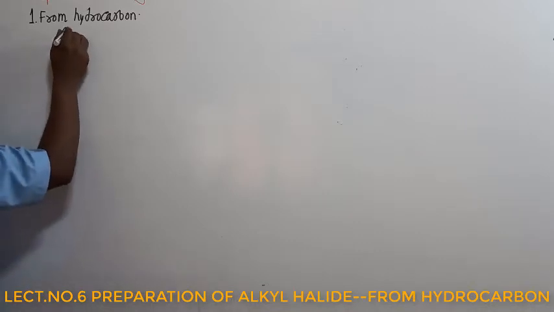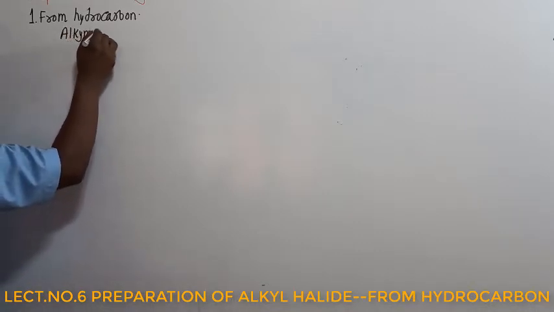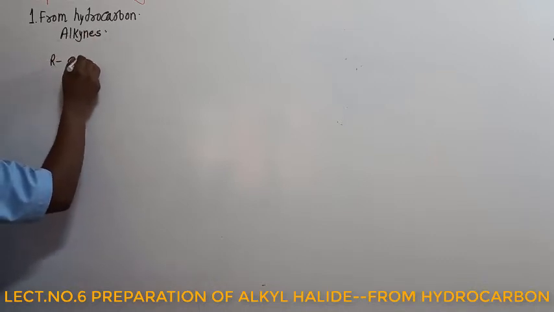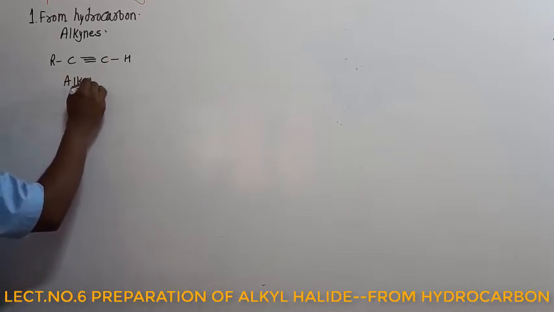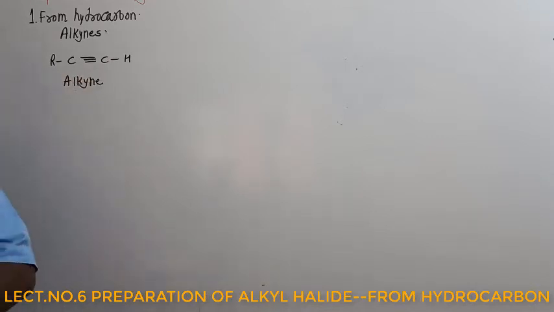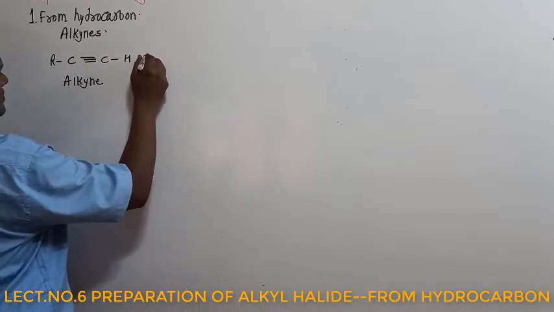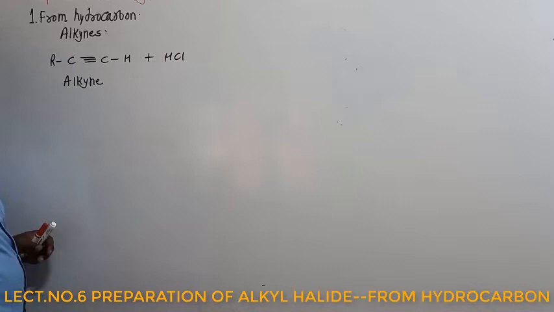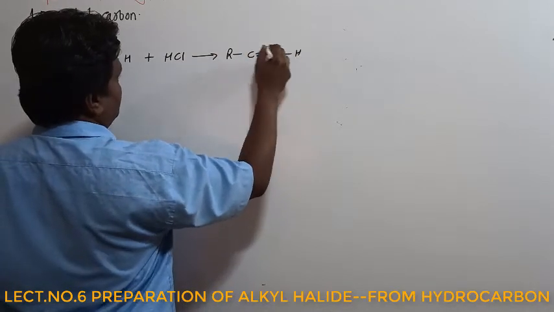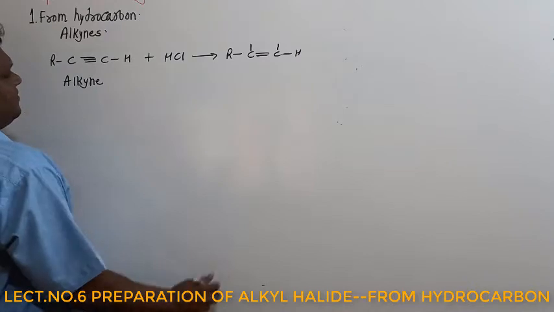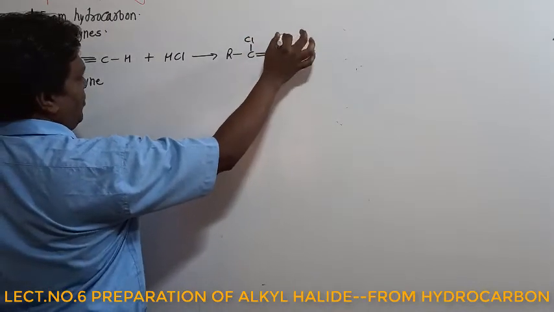Now alkyne, R C triple bond C H. Now from alkyne also you can prepare alkyl halide, but you will get a dihalogen derivative if you react with HCl. What will happen, the bond breaks, you will get R C double bond C H, the single bond will be free. Here you will get one chlorine atom, and here a hydrogen atom.